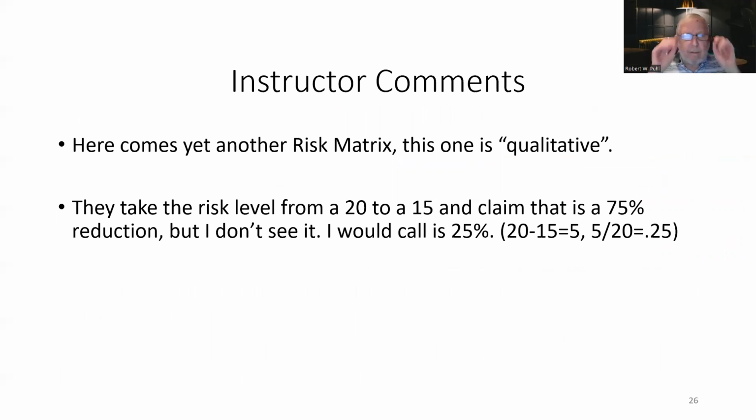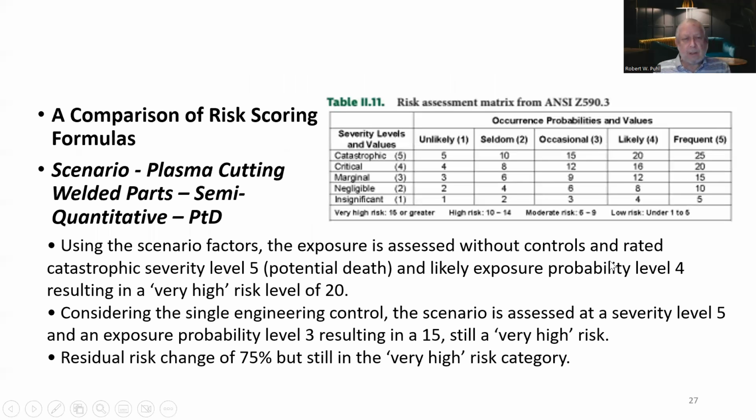This one is qualitative. They take the risk from a 20 to a 15. Technically, it's semi-qualitative. And it claimed that it's a 75% reduction, but I don't see it. Okay, if you go risk from a 20 to a 15, I would call it a 25% reduction because 20 minus 15 is 5, and 5 divided by 20 is 25%. I don't get 75%. I don't understand it. In fact, they don't use that in these chapters on the case studies that we're going to hit next. But that's what they did.